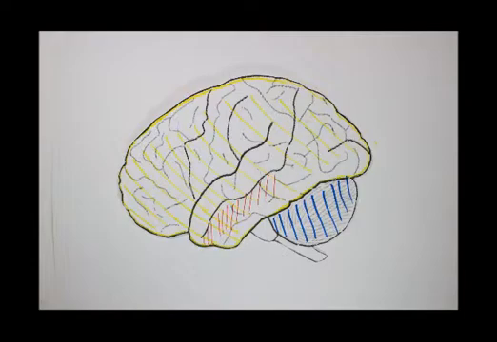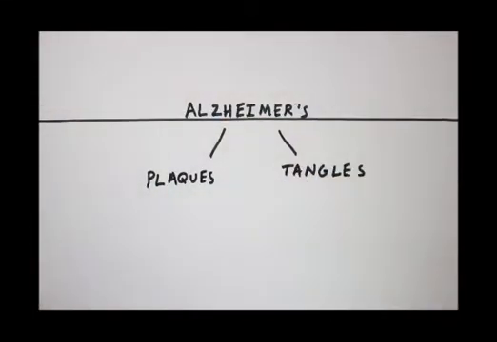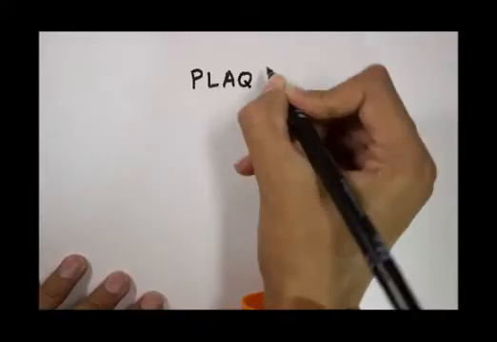But the mechanism for Alzheimer's disease happens on a much smaller scale, the molecular scale. Alzheimer's can be broken down into two main components, plaques and tangles. So let's start with plaques.